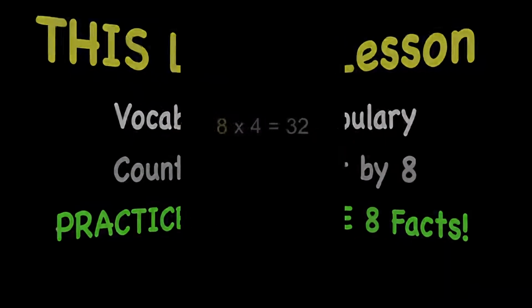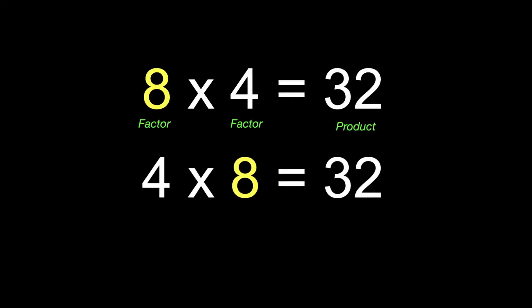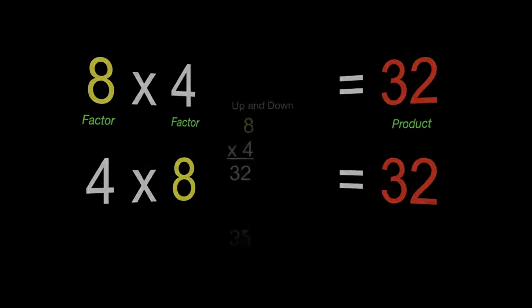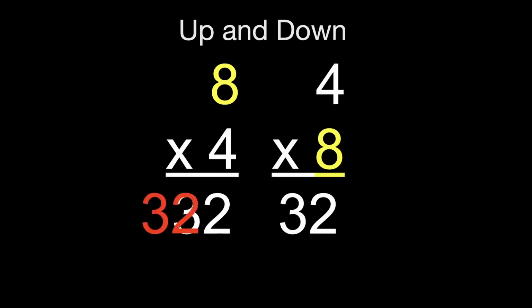All right, let's begin. The numbers that you multiply, for example, 8 times 4, are called factors. Your answer, in this case 32, is called the product. You can switch the order of your factors and you will still get the same answer. You can go up and down. For example, 8 times 4 is 32, or switch it, 4 times 8, and you will still get the same answer.